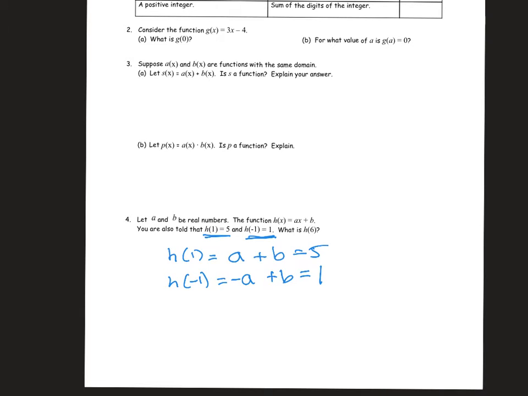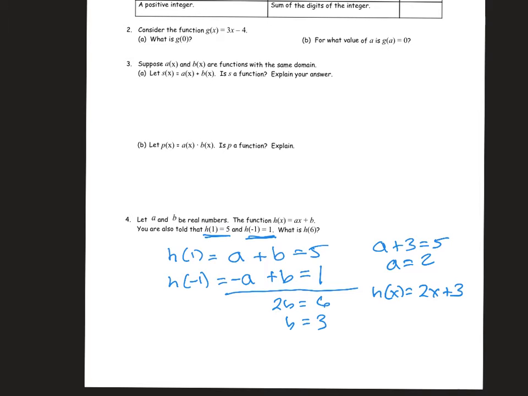Now this systems of equations is pretty straightforward. I'm just going to add these two equations as is, because the a's are going to cancel if I add it. So I get 2b equals 6 and b equals 3. And so let's just plug b into one of the equations. So a plus 3 equals 5. So a is 2. So that means that my function here, h of x, is equal to 2x plus 3.